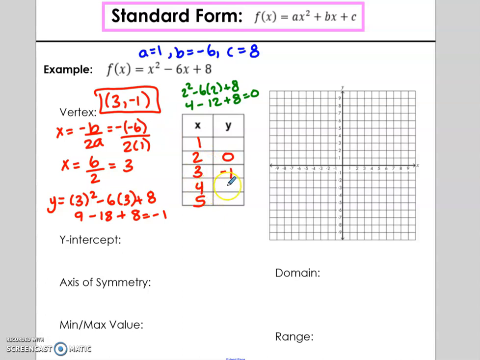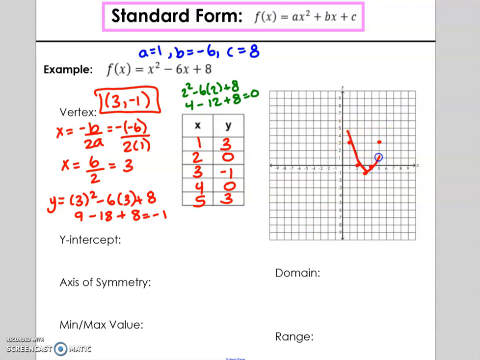That also means that 4 will have a y value of 0, since both 2 and 4 are one space away from 3, which is the vertex. If we plug in 1 for the x's, we're going to get 3 for the y, so 5 is also going to have a y value of 3. So we'll go ahead and we'll plot this. Here we go.